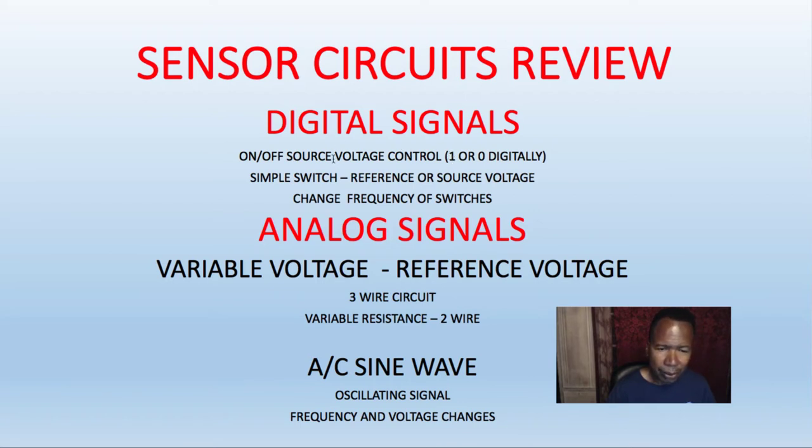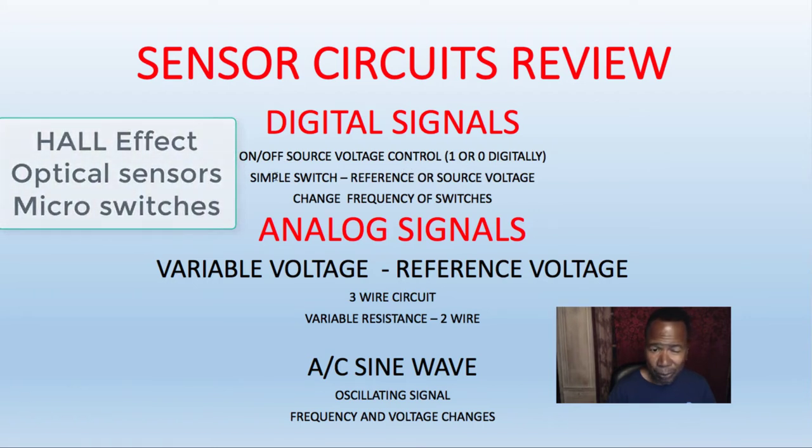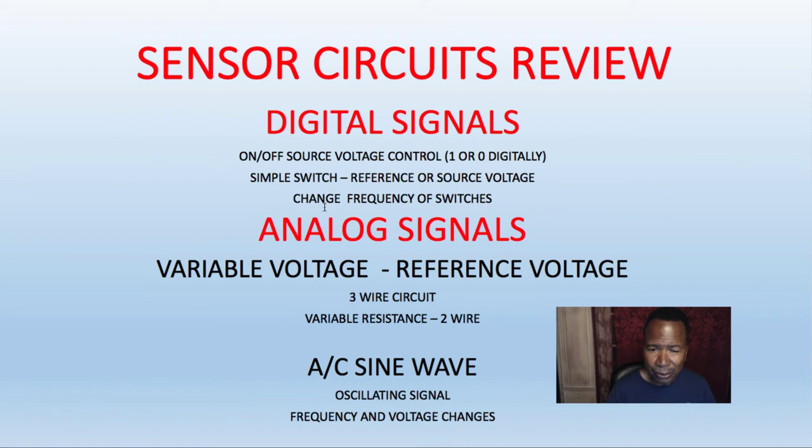So a digital signal could be an on-off source, on-off, 1s and 0s. It's a simple switch. That's a basic type of digital signal. It's a simple switch I showed you earlier. A digital signal receives source voltage. It also is an on-off signal that increases frequency. Also on-off switches.